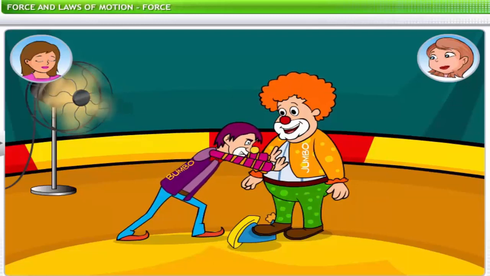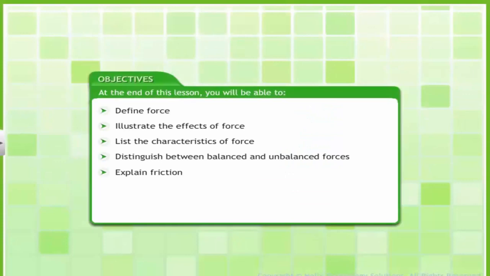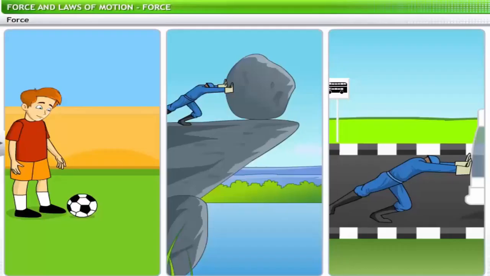In this lesson, you will learn about force, its effects, and its characteristics. At the end of this lesson, you will be able to define force, illustrate the effects of force, list the characteristics of force, distinguish between balanced and unbalanced forces, and explain friction. To explain the concept of force, let's first observe some real-life situations.